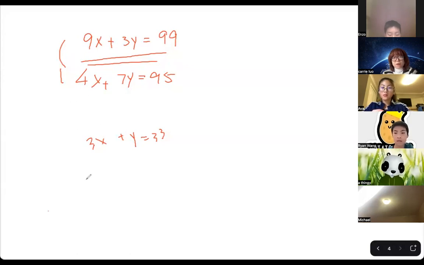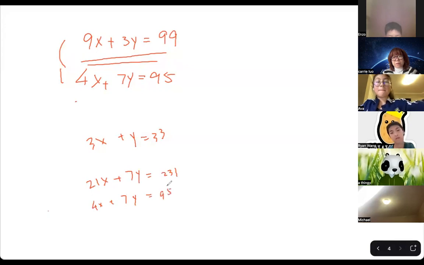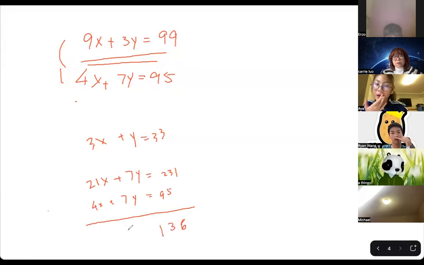Okay, so it equals 21x plus 7y equals 231. And I copy this down. 4x plus 7y equals 95. So minus them, 17x equals 136. So x equals 8.